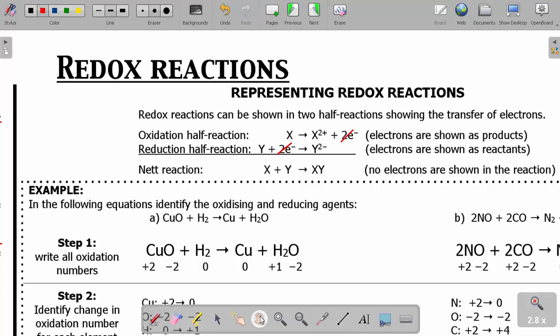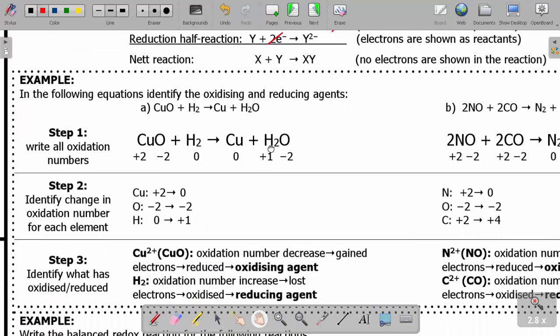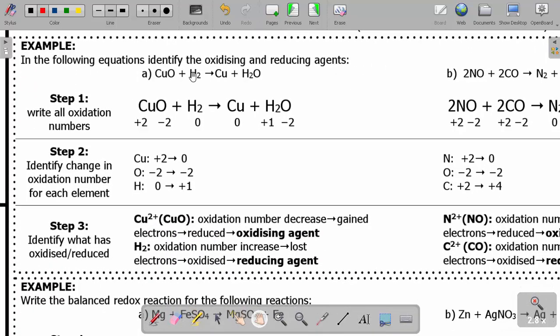Okay, example here, they say in the following equations identify the oxidizing and reducing agents. Okay, so step 1. Now this is copper oxide plus hydrogen to give us copper plus water here. If you check here, this is copper with its oxidation state. Now this is oxide, which was having 2 minus. This is copper 2, that's with the +2. What about here? Hydrogen has got +1. What about oxygen? -2. If you check here, the copper 2 has changed from +2 to 0. So there is a reduction in oxidation state number.